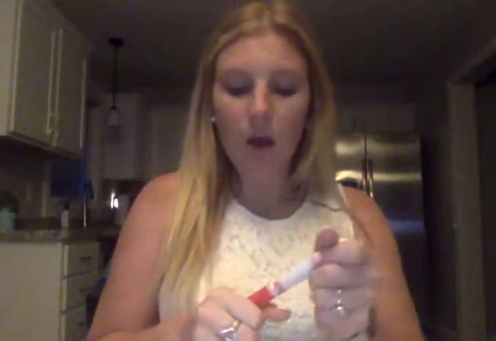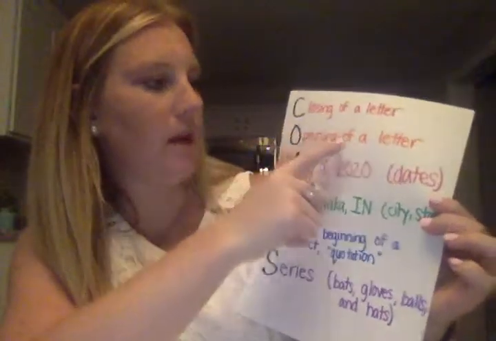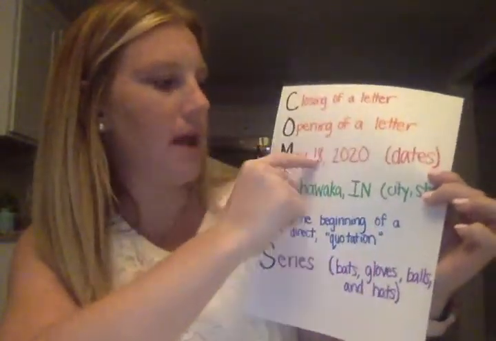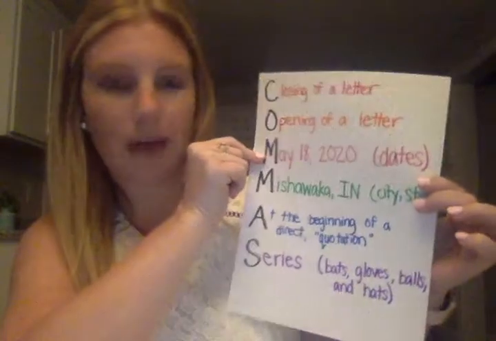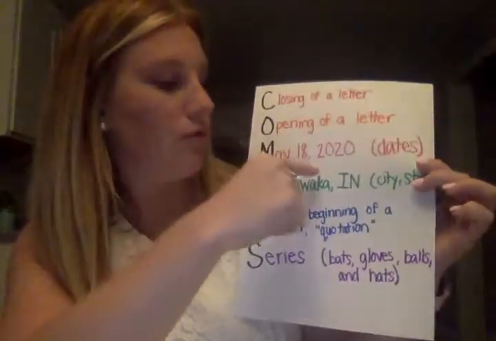So obviously we all know what a comma is, right? It looks like this. Sometimes fancy on a computer, sometimes they look like the letter G filled in. Anyway, so what are commas used for? They are used at the closing of a letter, the opening of a letter, and then I just wrote May 18th, 2020 right here for this M, which is actually just dates. Commas are always used in dates. They're used right after the day.